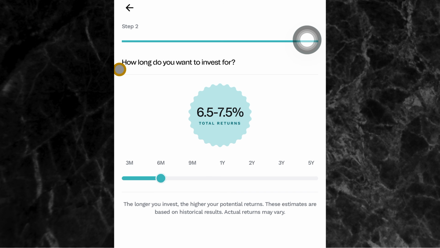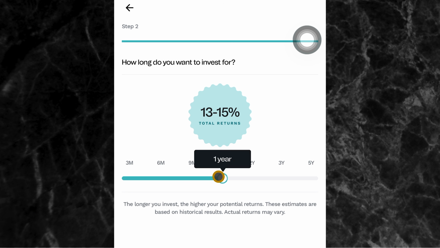Now once you click on continue, it will show you here how long do you want to invest for. This is where you can select the duration. The lowest duration is 3 months and the highest one is 5 years. So let's say, for example, I want to invest for 1 year. I'll just move it to 1 year right here. Now you can see that as I moved it, the total returns or interest rate increased. So that means that the longer you invest for, the more returns you get on your money.